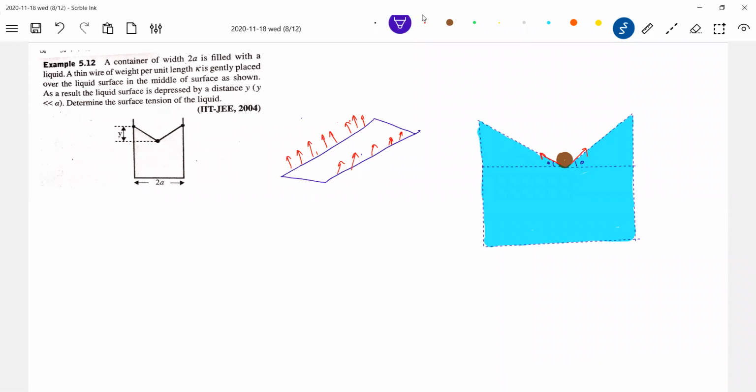Fine. This is y. This is a. This is a. So we can write tan theta, and who will balance the weight? The force due to surface tension. Let's go for the force due to surface tension. How to calculate this?